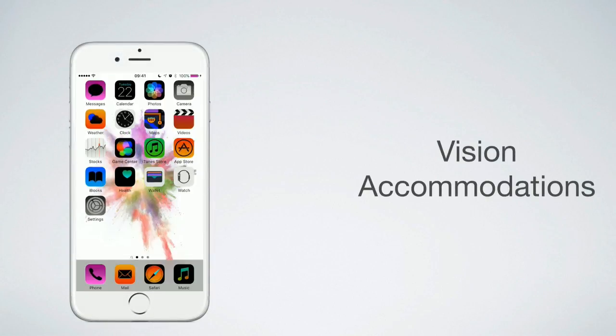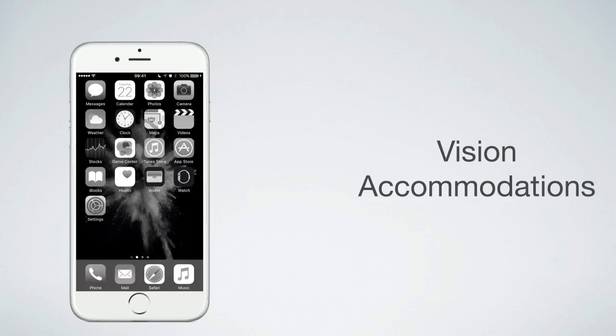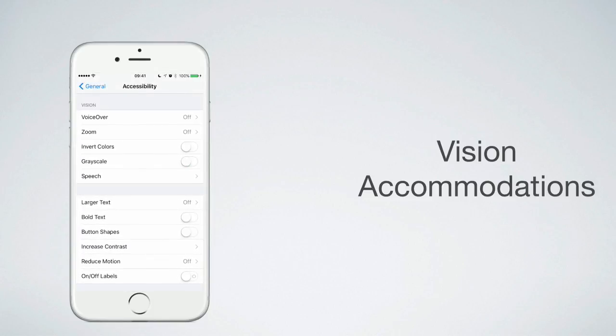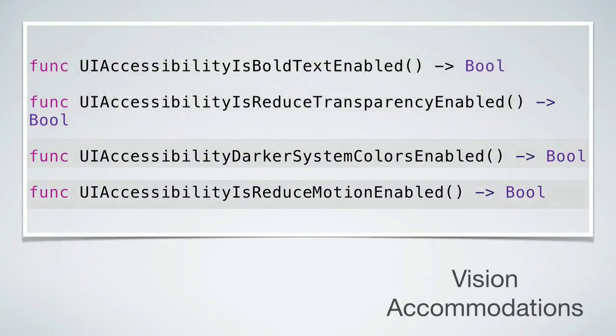We have visual accommodations like invert colors and grayscale. We can also set larger text and bold text. There is a lot to explore. And in your app, you can change the layout by verifying if this is enabled. So let's suppose you have reduce motion, for people that have problems with sensory issues. You can deal with it, so you can set up your layout properly.